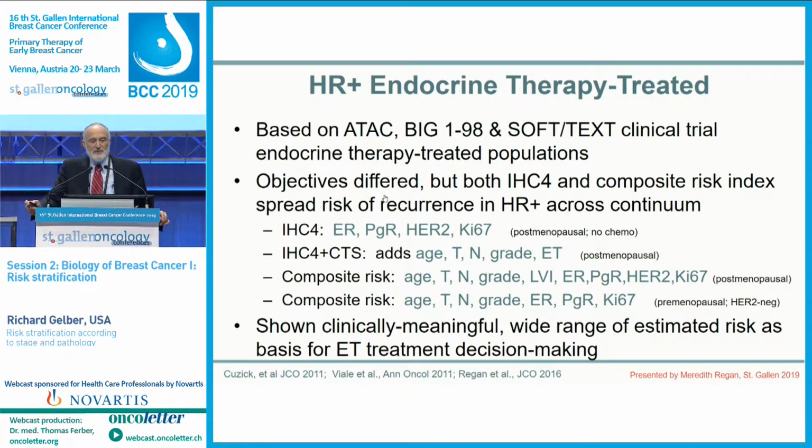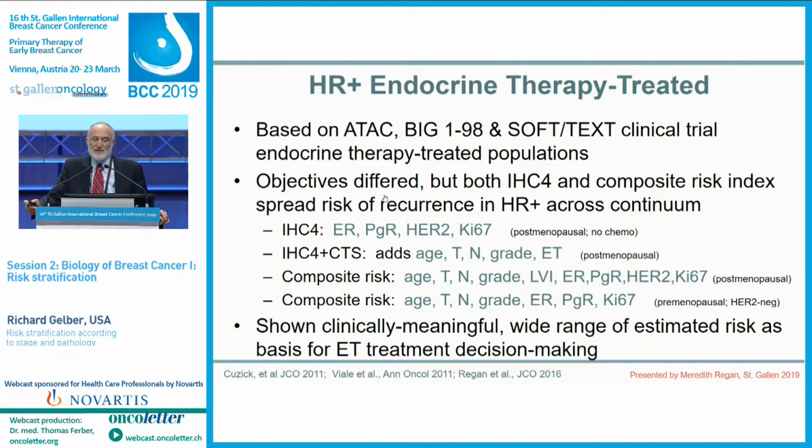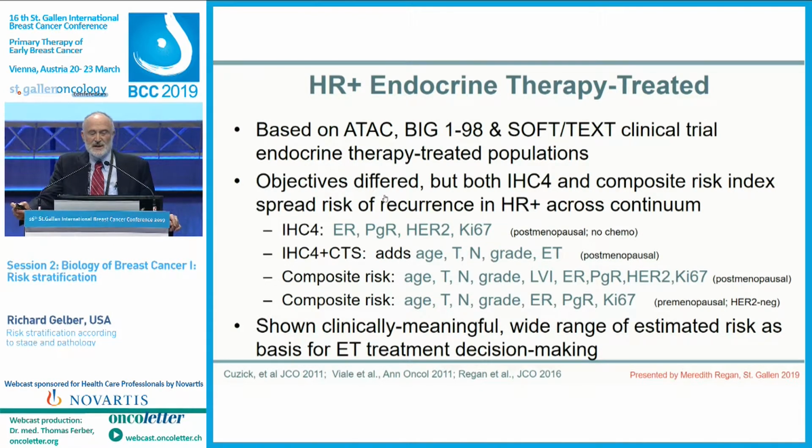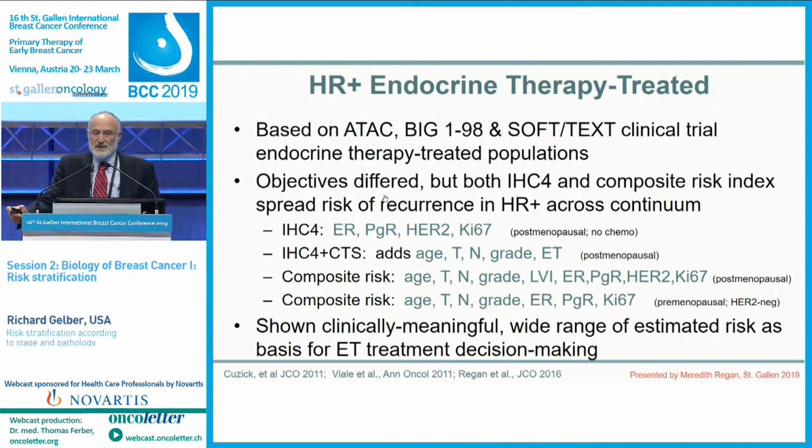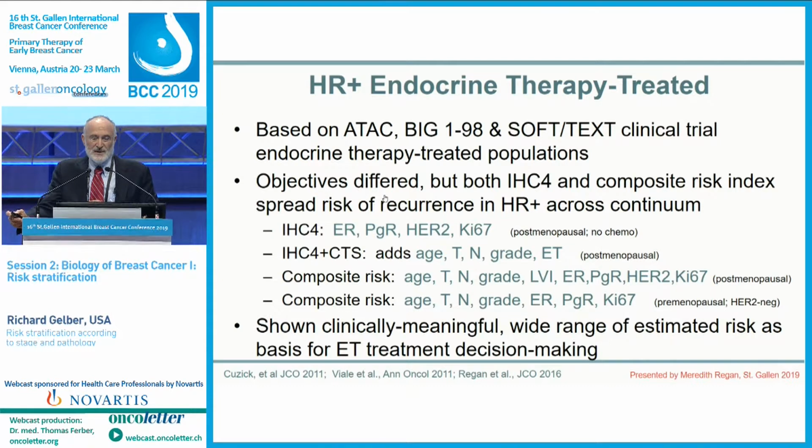For hormone receptor positive endocrine therapy treated, based on ATAC, BIG 1-98 in postmenopausal patients, and the SOFT and TEXT clinical trials, we have the endocrine therapy treated populations. The objectives differed, but both the IHC4 and composite risk index spread the risk of recurrence for hormone receptor positive disease across a continuum. So it's not just a cut point, it's a continuum of risk from lowest to highest.